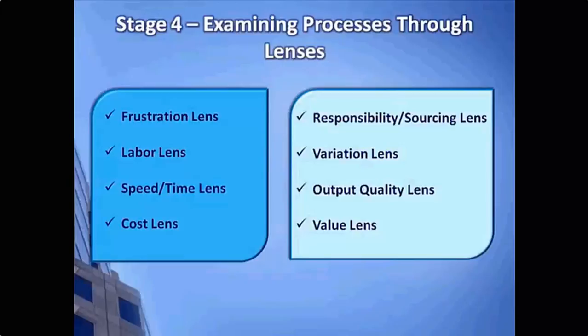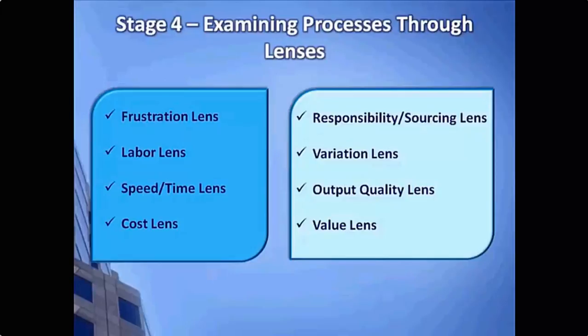One approach to do this is to utilize something called lens analysis. These are different ways to look at your current state process to identify where improvements may be made. Different kinds of lens are listed here: frustration, labor, speed and time, cost, etc. You re-examine your process, taking a different lens view to identify areas to be modified or redesigned.